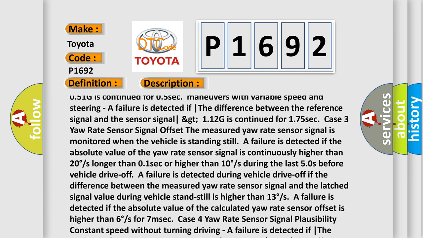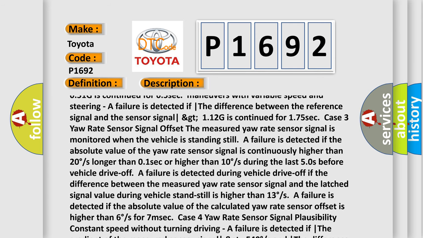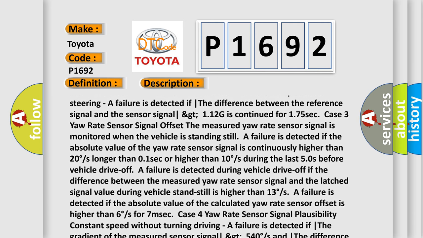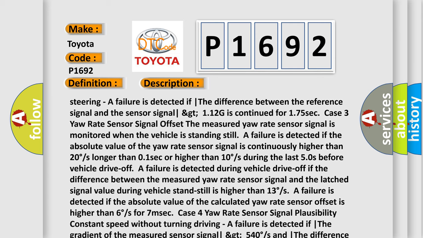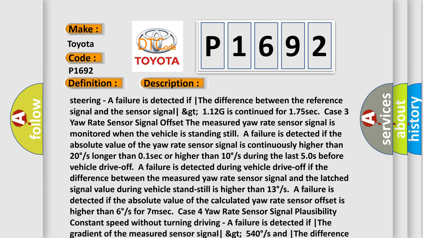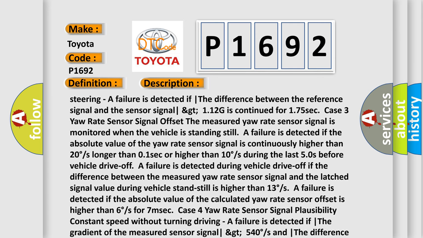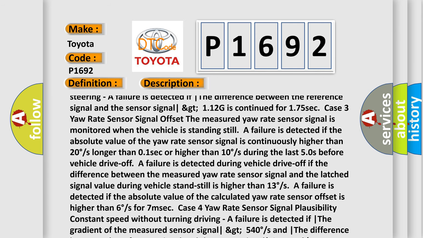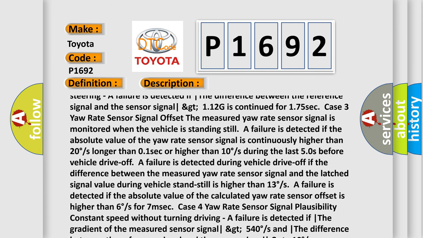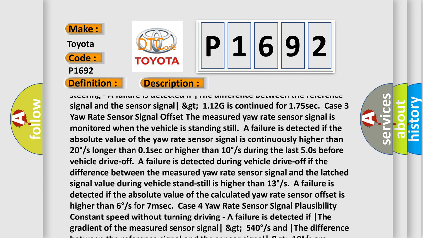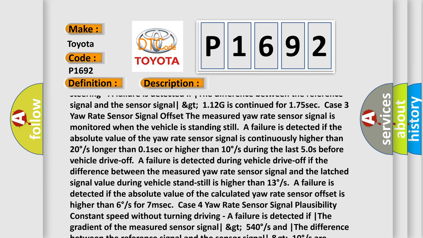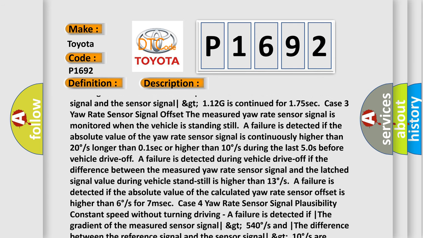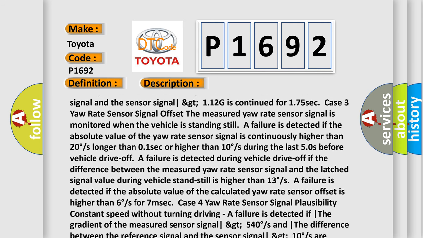Fixed radius constant speed driving. A failure is detected if the gradient of the measured sensor signal is greater than 540 degrees per second and the difference between the reference signal and the sensor signal is greater than 13 degrees per second, continued for 0.25 sec. A failure is detected if the gradient of the measured sensor signal is less than 540 degrees per second and the difference between the reference signal and the sensor signal is greater than 13 degrees per second, continued for 0.5 sec.